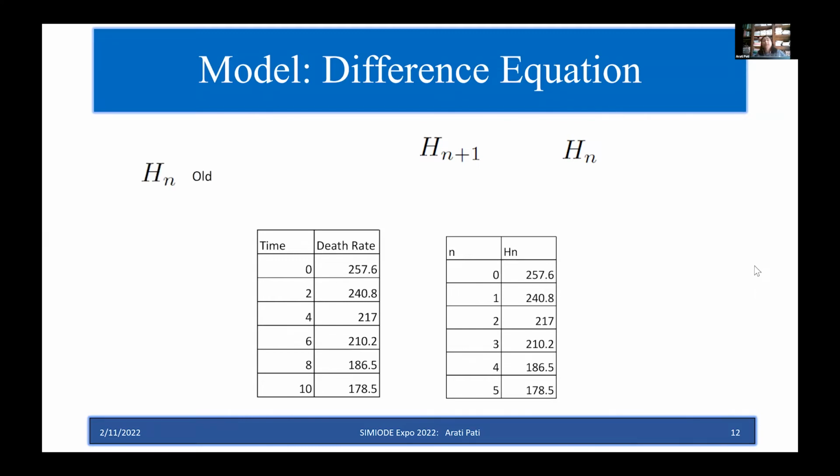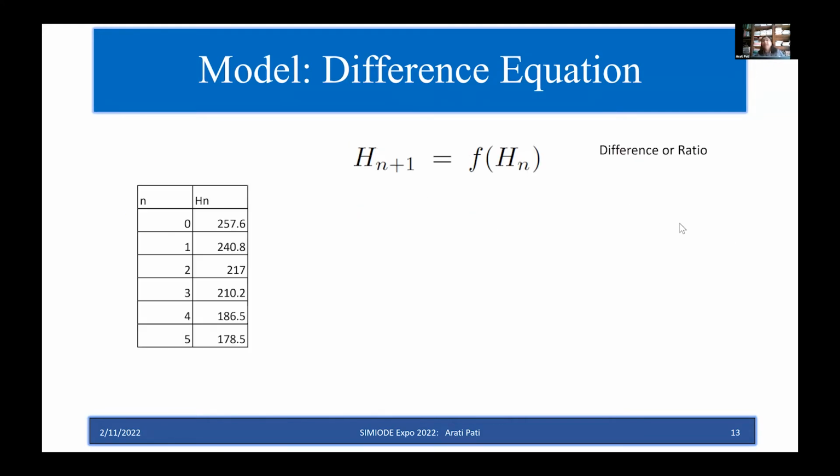So Hn represents the old data, and Hn plus 1 is the new data. My goal is to determine the new heart rate from the old value Hn. So mathematically, I can say that the new heart rate is nothing but a function of the old one. So the question comes, how am I going to write down a mathematical formula for this one?